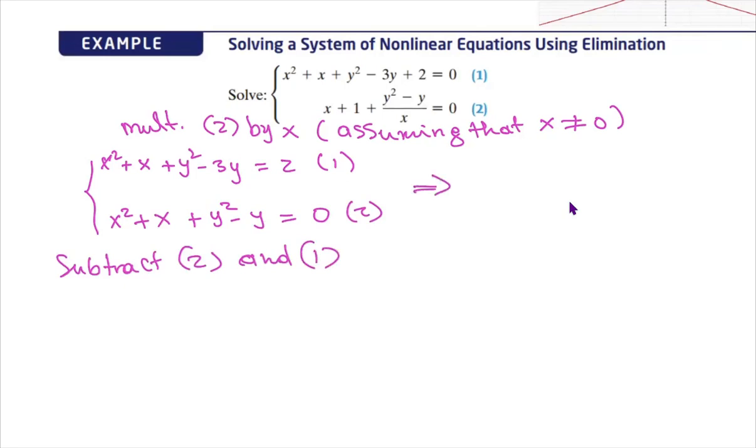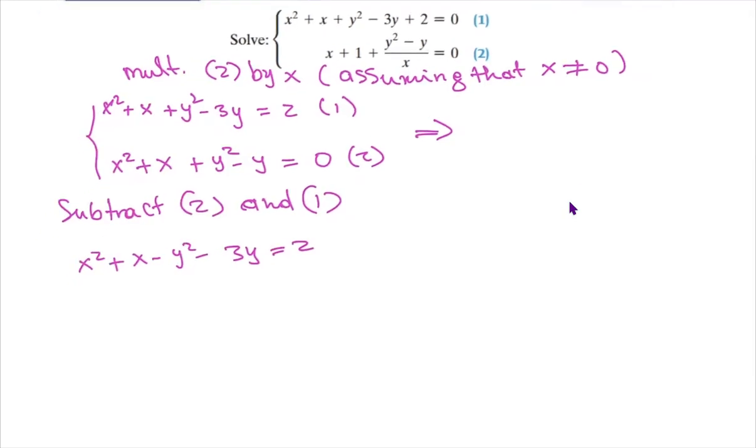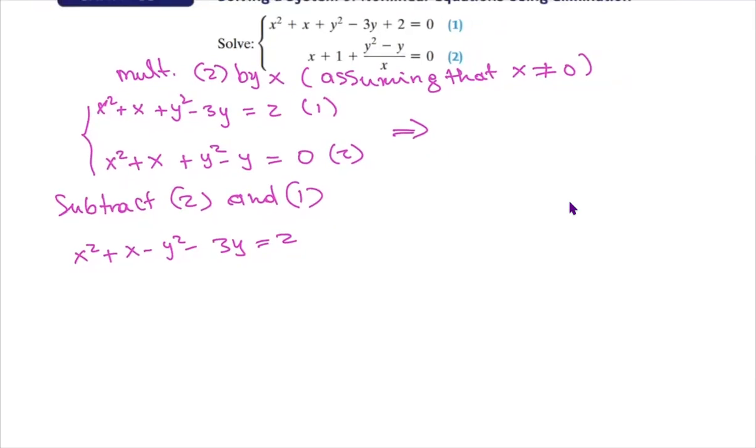So what does that give me? You have x squared plus x minus y squared minus 3y equals 2, and you subtract the 2. That'd be negative x squared minus x minus y squared plus y equals 0. We just switch the signs of everything because we're subtracting it.